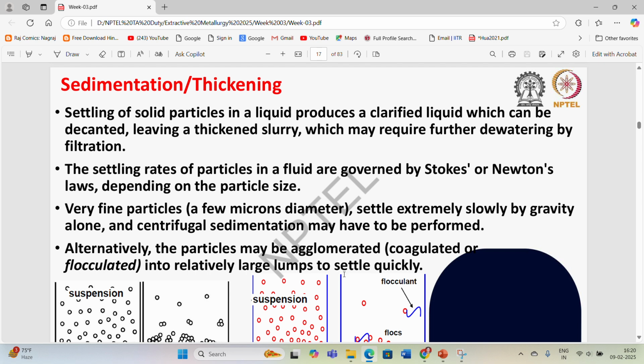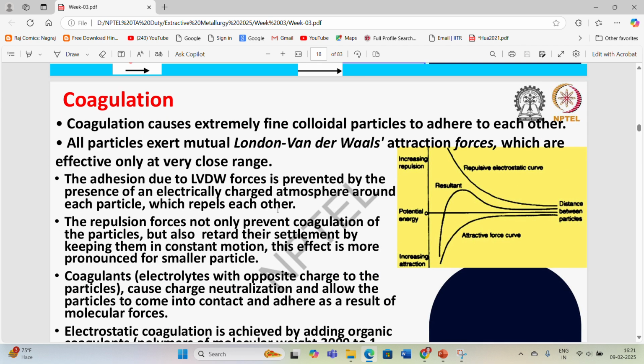Alternatively, the particles may be agglomerated or coagulated, or we can say flocculated, into relatively large lumps to settle quickly by adding some chemicals during that sedimentation or thickening process. Those chemicals or reagents can help in the coagulation or flocculation of these particles, and they can get agglomerated in a shorter time period and settle down quickly. Because if the size of the particle increases, or the particles are in an agglomerated form, the free settling velocity will increase due to the higher particle size.